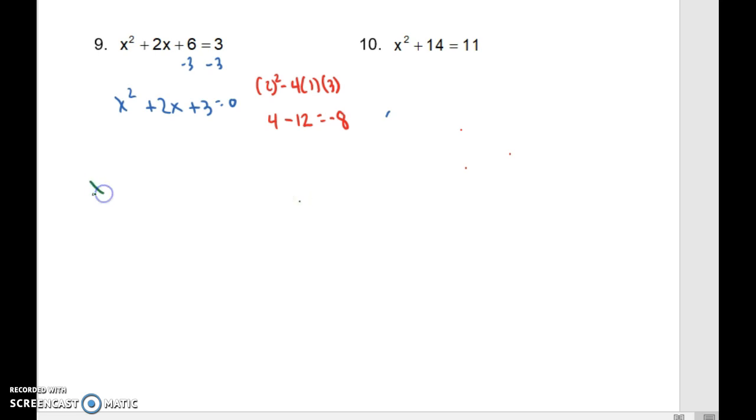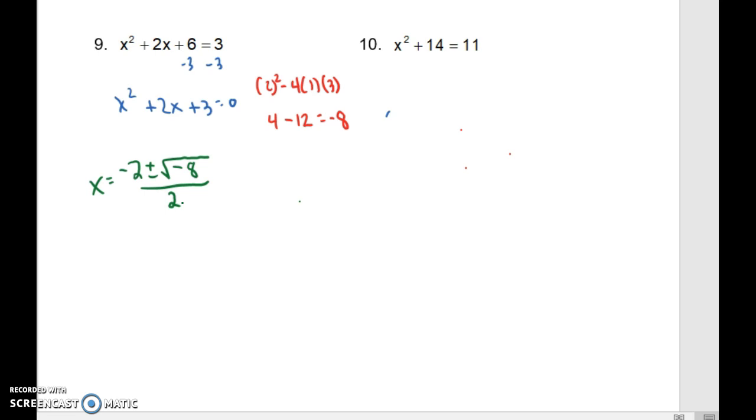So the quadratic formula says take the opposite of b. So I'm going to take the opposite of 2, which is negative 2, plus or minus the square root of the discriminant, which was negative 8, all over 2 times a, which is 2 times 1. That gives me 2. I'm not done yet because I can do a little bit more simplification.